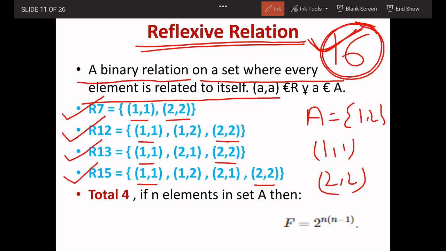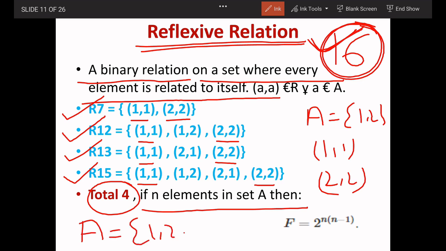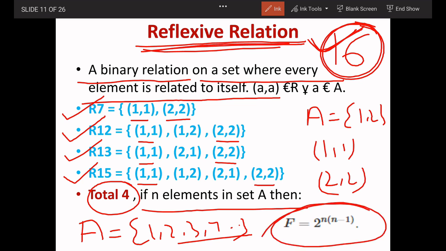So in the GATE exam, there are a total of 4. In the GATE exam, what they ask: if in a set A a total of n elements are there, 1 2 3 4 and so on up to n, how many reflexive relations? The formula is this. For the GATE exam, this is very important. You will use 2 to the power n into n minus 1, the total number of reflexive relations. So there are a total of 16 relations. Out of 16, 4 are reflexive. In the exam they will give you a relation and ask whether it is reflexive or not. Then you will say this is reflexive.